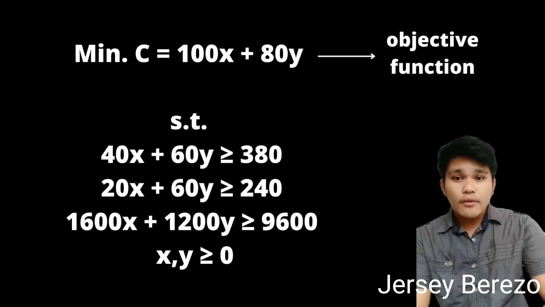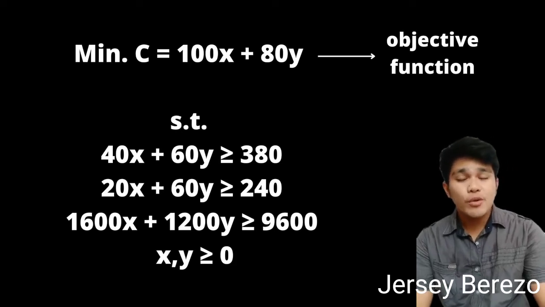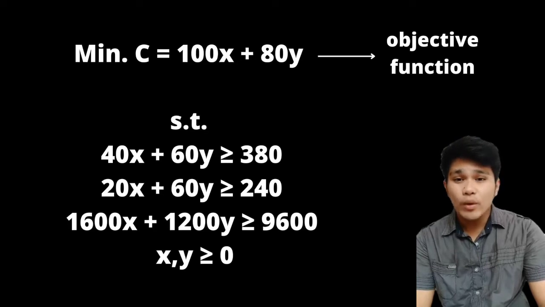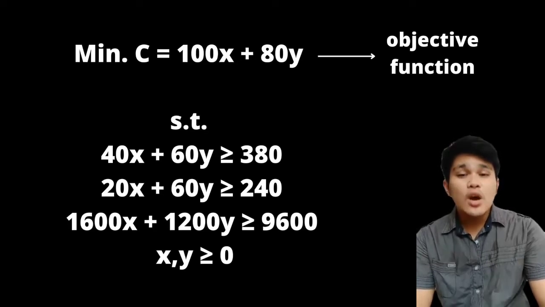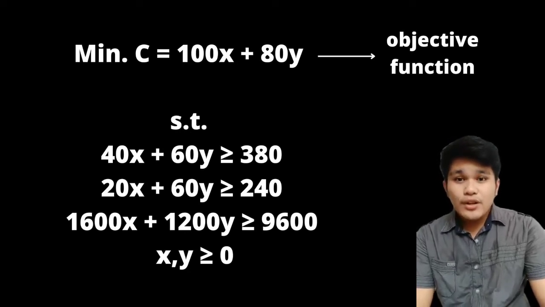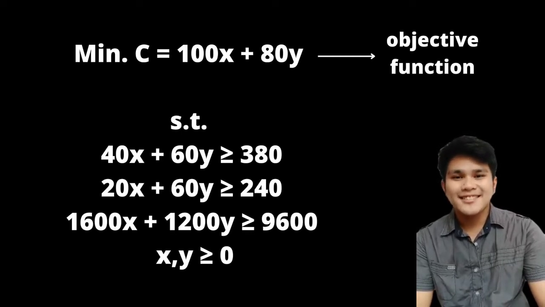Thank you, Ms. Roa. For the second problem, the objective function is to minimize the cost C equals 100x plus 80y, and its constraints are: 40x plus 60y less than or equal to 380. Second is 20x plus 20y less than or equal to 240. Third is 1600x plus 1300y less than or equal to 9600. And lastly, x, y less than or equal to 0. To know the answer, just keep on watching as my co-student will explain.